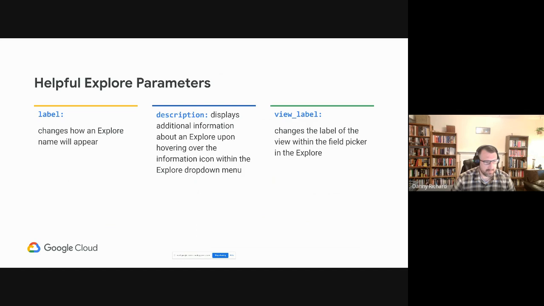And just like there were some helpful parameters for view files, there are some helpful parameters for explore definitions. First one is the label parameter. This will change how an explore name will appear. Then description: upon hover, if you want to give a description about what the explore definition or data model is, you can do that in the description. View label will change the label of the view within the field picker in the explore.